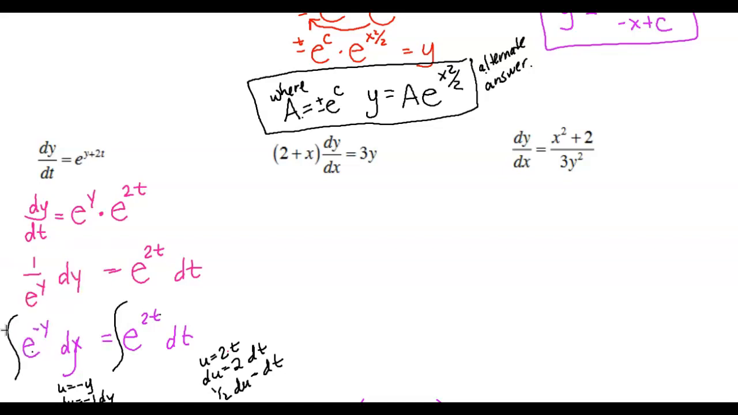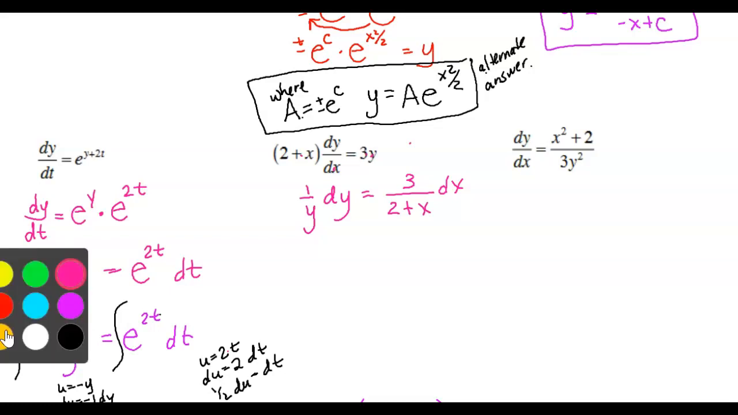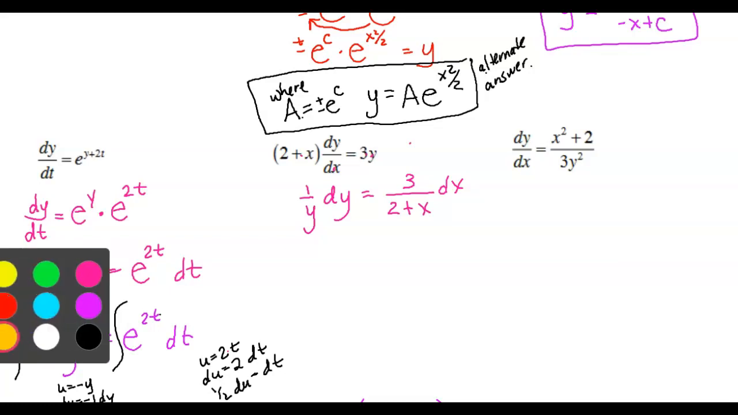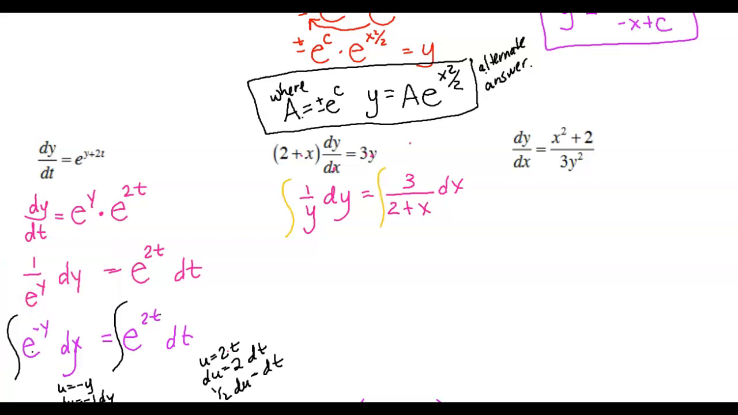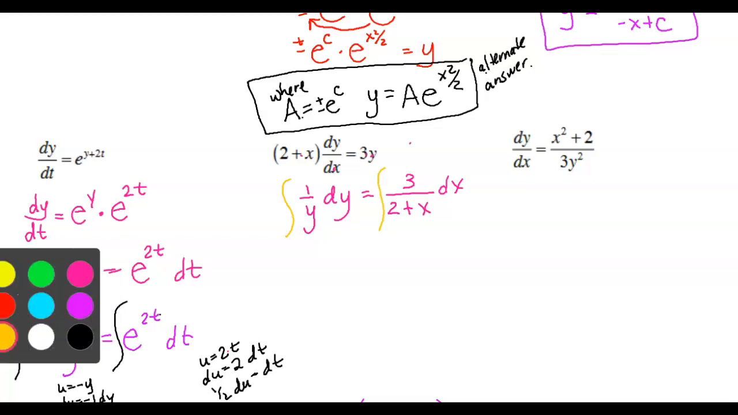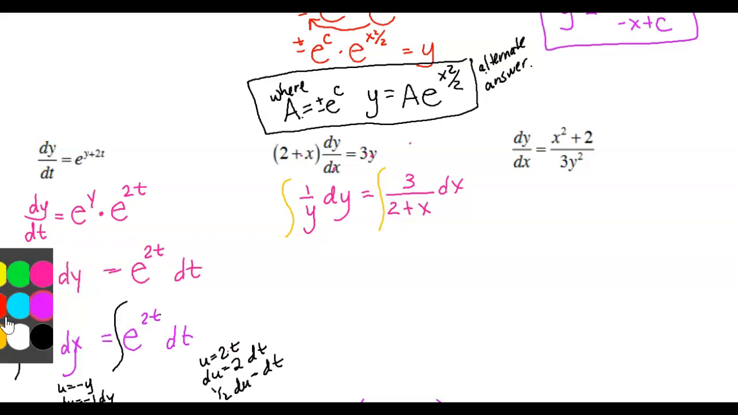So these are together. I'm going to leave the 3 on the right side. So I'm going to go ahead and divide by y. And I'm going to keep the 3, and I'm going to divide by 2 plus x and multiply by dx. Okay? Take a second, make sure you're okay with that. All right, we're going to integrate both sides.